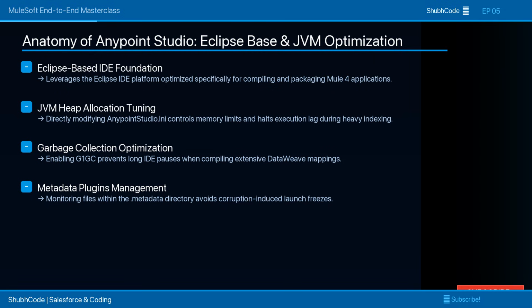Additionally, you should configure the G1 garbage collector by adding -XX:+UseG1GC to reduce stop-the-world pauses during massive project indexing. Finally, keep an eye on your metadata plugins folder inside the workspace. When Eclipse starts running slow, it is usually because the internal indexer is choking on dead caches. By tuning these JVM parameters right off the bat, you avoid IDE crashes and guarantee a highly responsive local development environment.